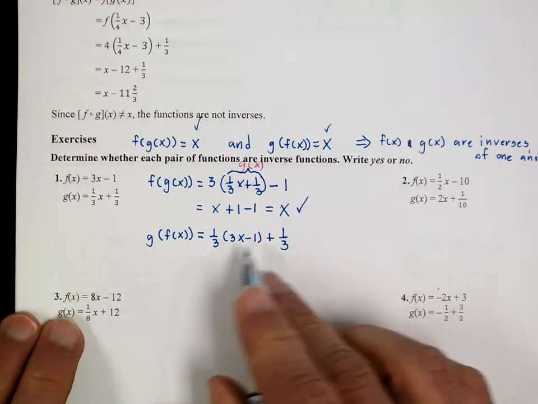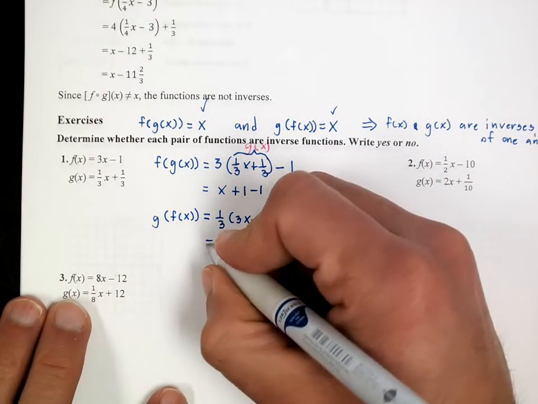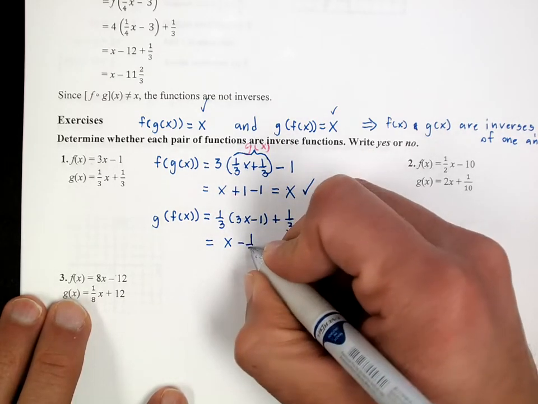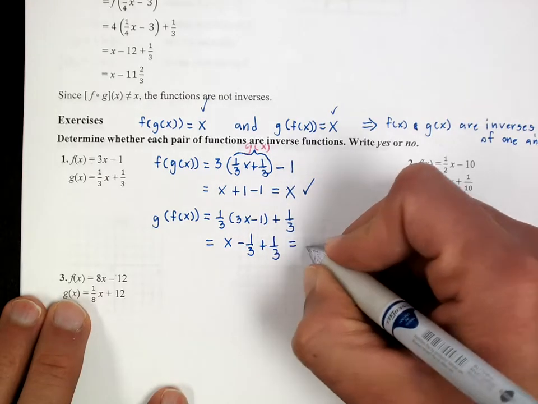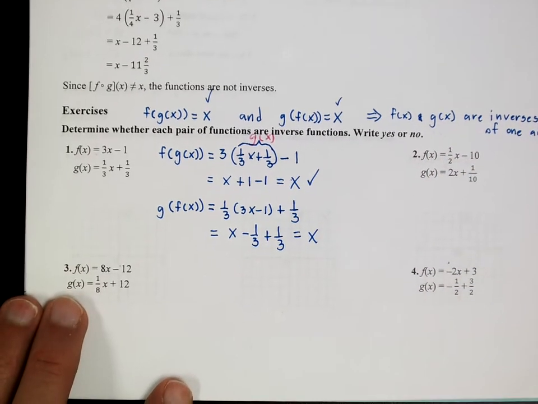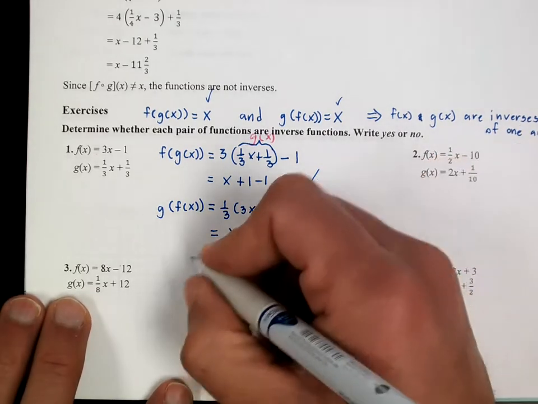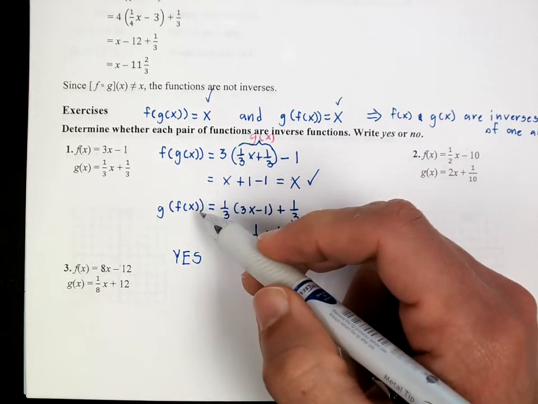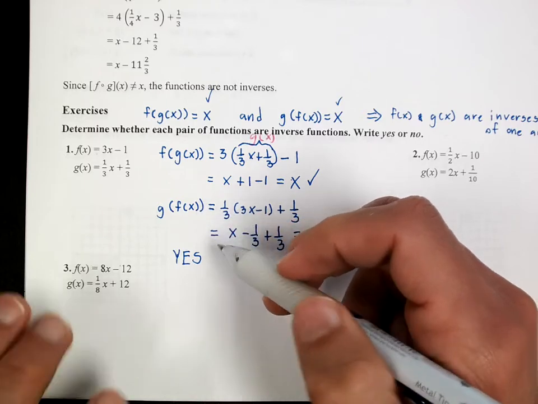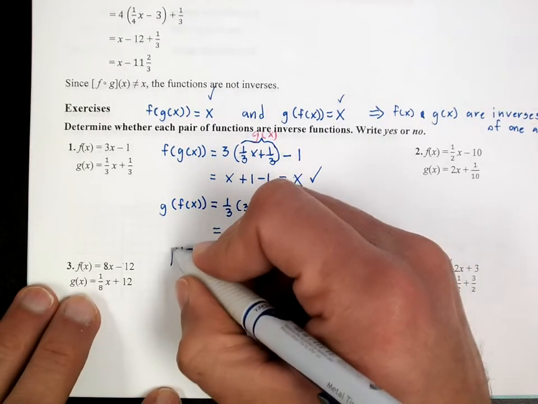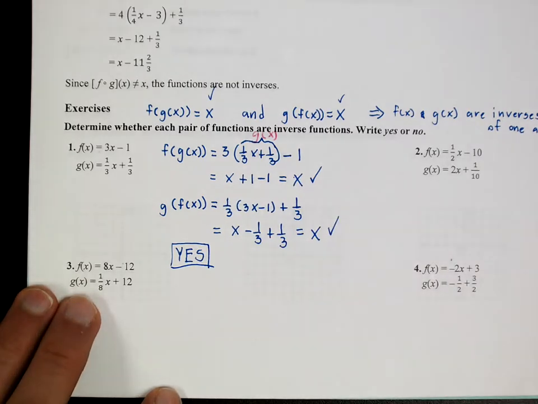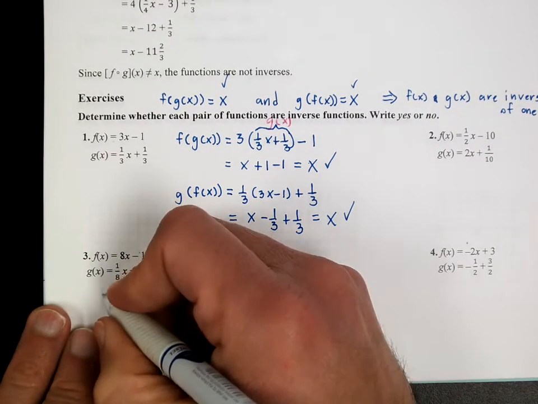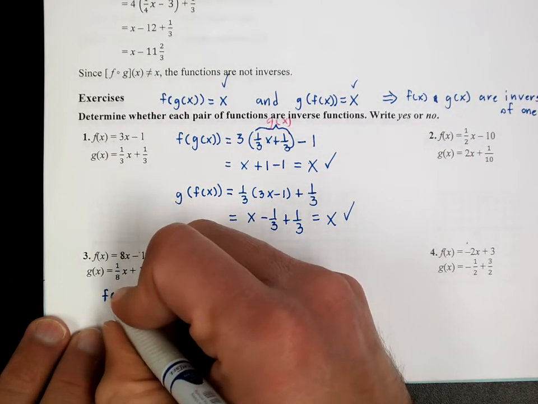And then we're going to do all the arithmetic here, and then hopefully we get x, and if we do, then they're inverses of one another. So 1/3 times 3x is x, 1/3 times negative 1 is negative 1/3, plus 1/3. This is just equal to x. So because you have x for both f of g of x and g of f of x, then yes, they're inverses of one another. Okay, so let me show an example of one that doesn't work. This will be the last one that I'll do here. Remember, you have to do f of g of x.